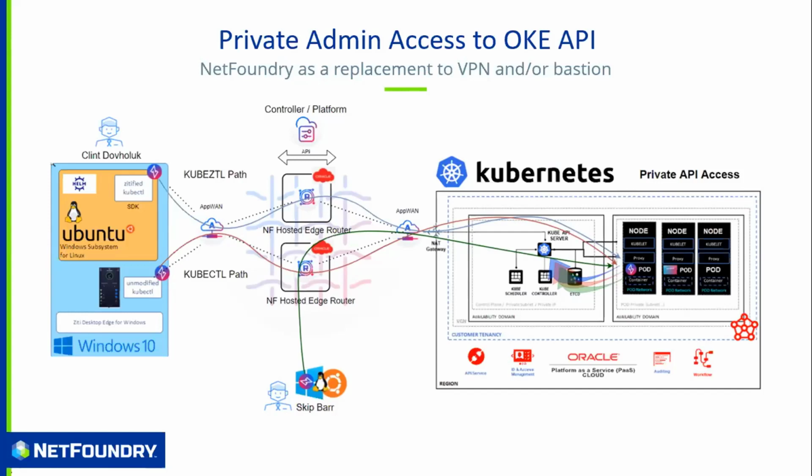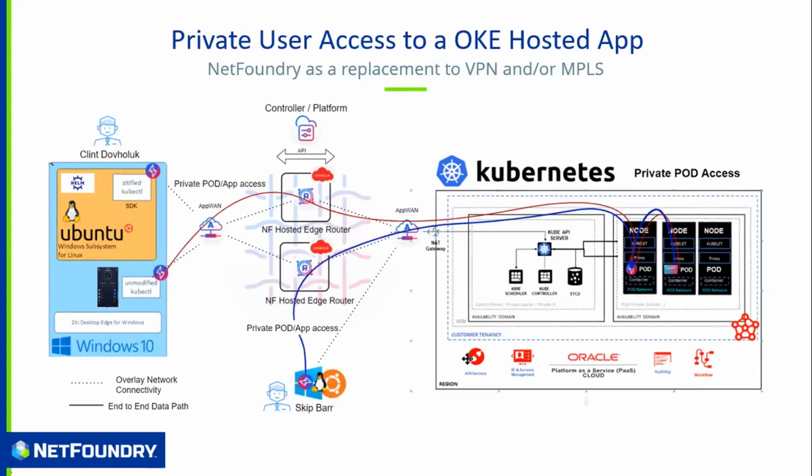Simultaneously, we will also show, it looks almost exactly the same, but instead of accessing the API, we're going to access services in the pods, the applications which are running on that environment, more of the user perspective rather than the administrator perspective, where we can replace using VPNs and/or MPLS, FastConnect, etc. And so I'm going to stop sharing. I'm going to hand over to Skip and Clint, and we're going to show this live in practice.